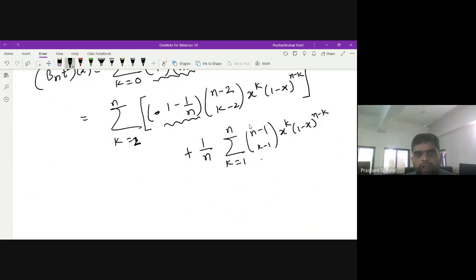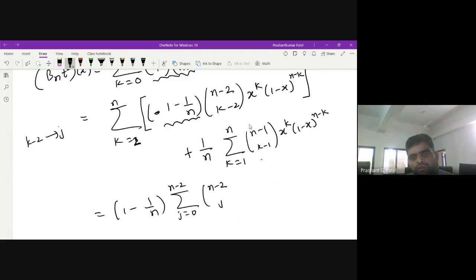Now this is independent of k, so I can take it out of the summation. And here in this first summation, I am replacing k minus 2 by j. So that is j running from 0 to n minus 2, n minus 2 C j, x power j plus 2, 1 minus x power n minus j minus 2.